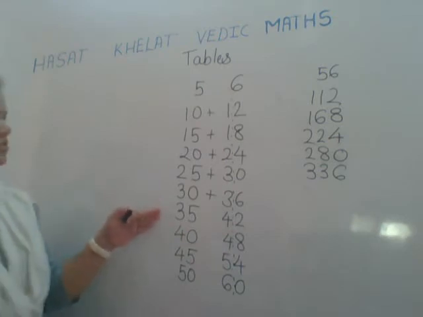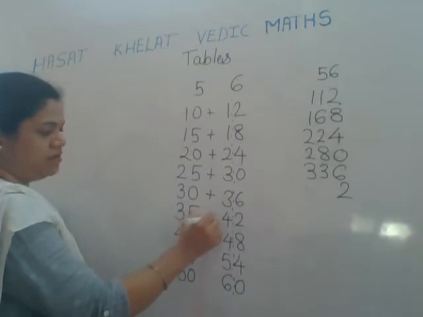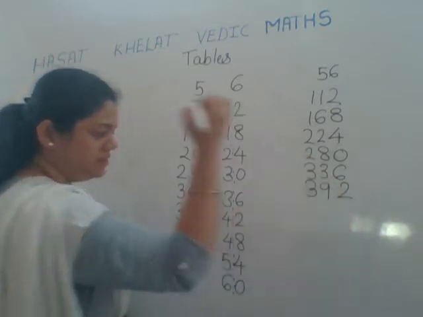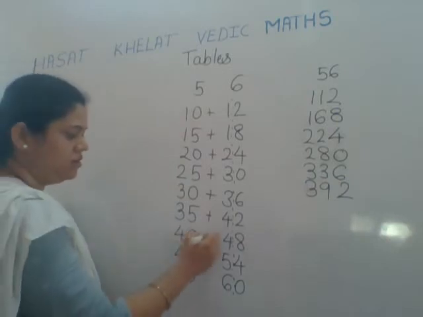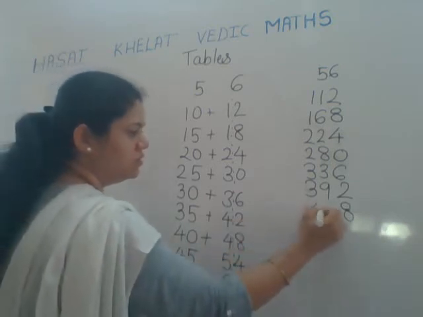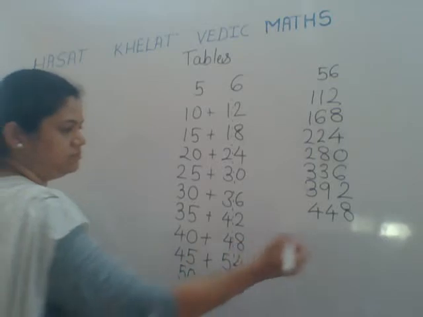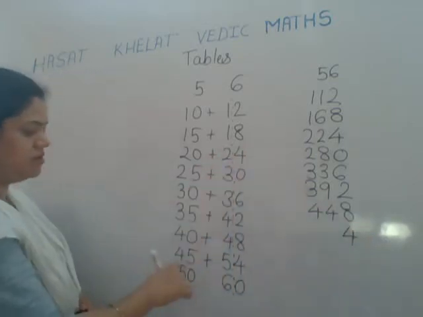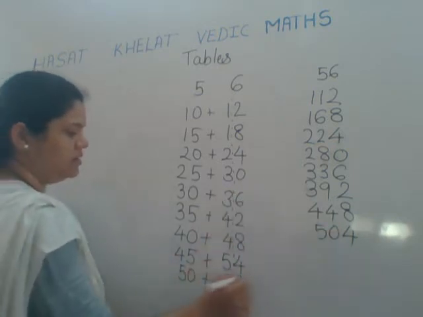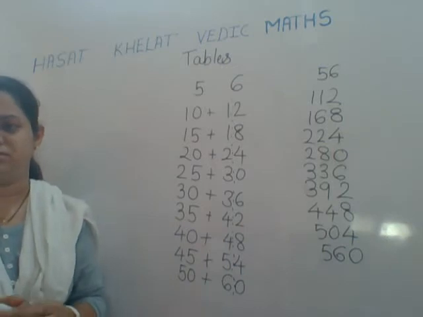Then the next number, 56 sevens are 2 here and 35 plus 4, 39. Then 8 and 40 plus 4, 44. Then 56 nines are 45 plus 5, 50, and last, 56 tens are 560.